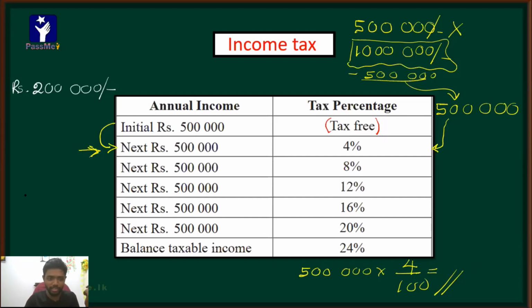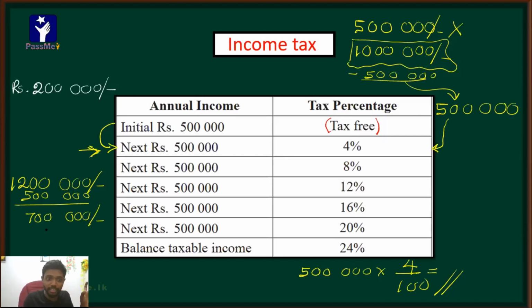For example, another example like this. This number is called 12 lakhs, actually 12 lakhs. So for this 12 lakhs, the first 5 lakhs is tax free. So we can subtract 5 lakhs from this and we get the final answer as 7 lakhs. Now we have 7 lakhs.